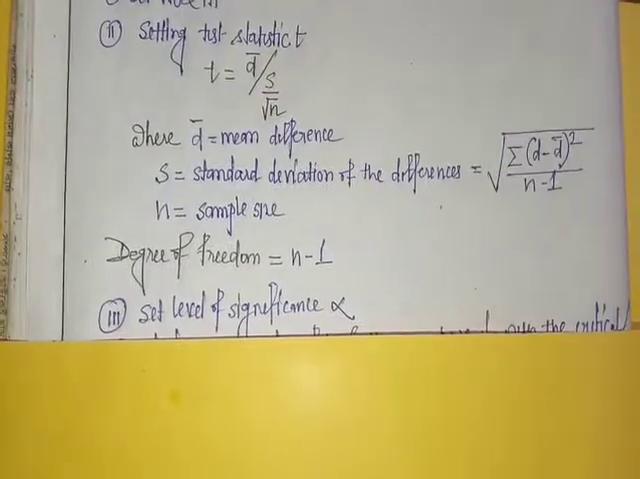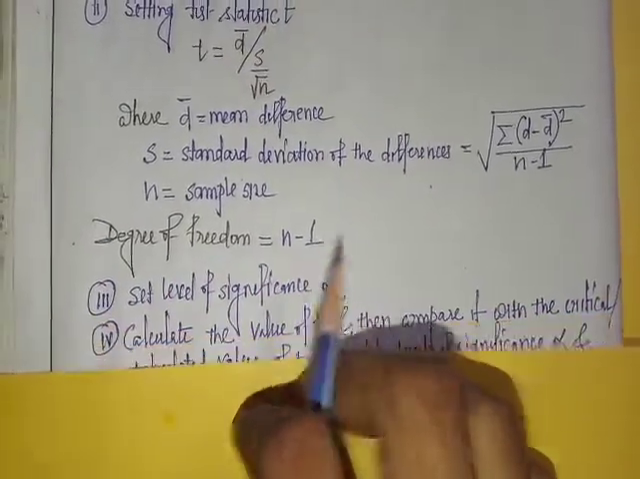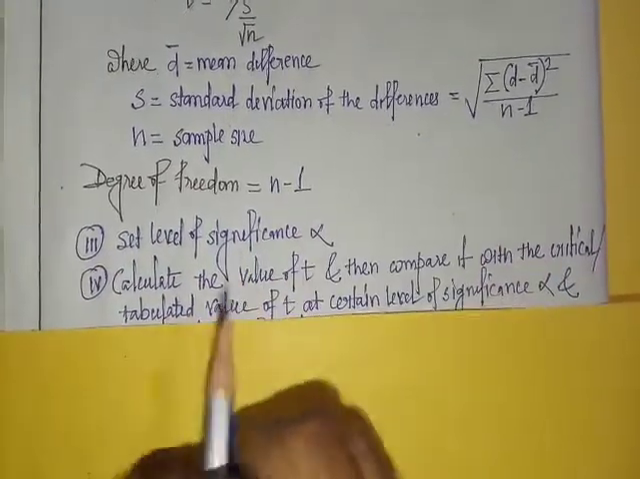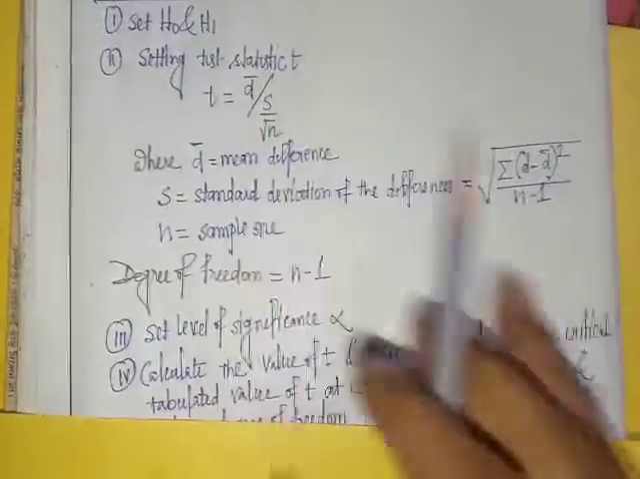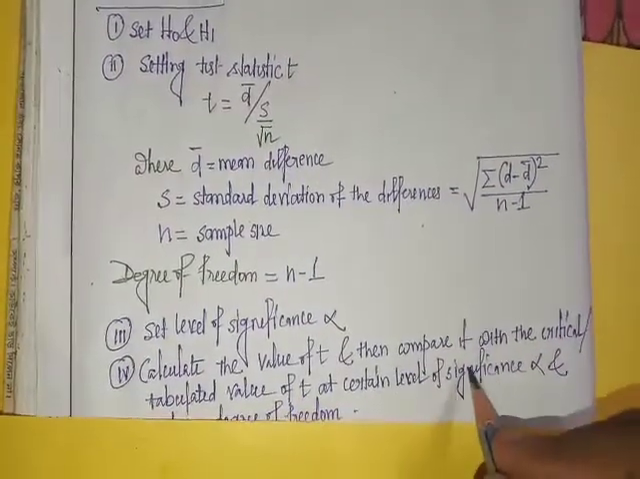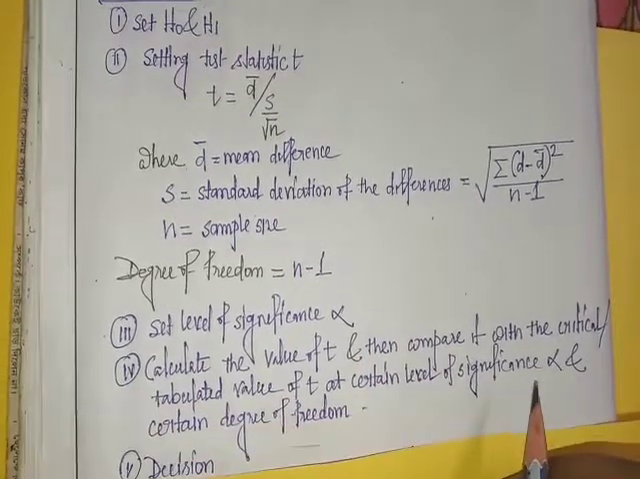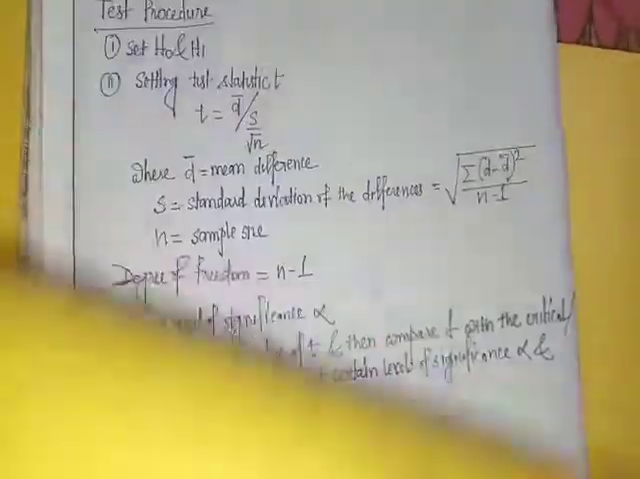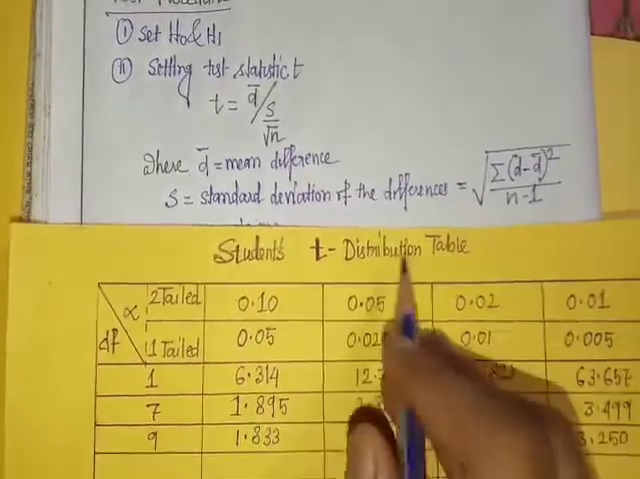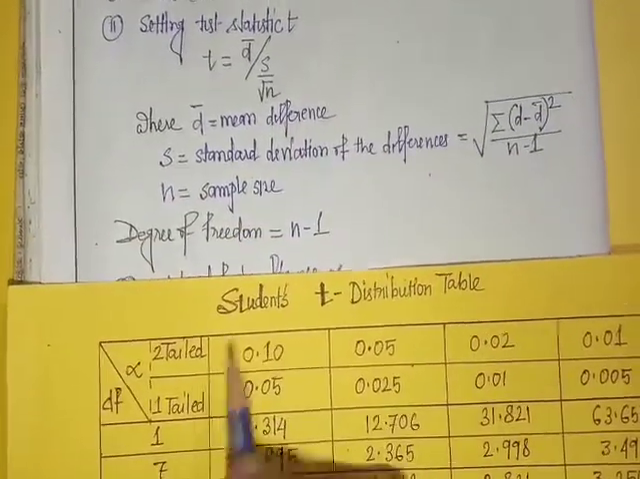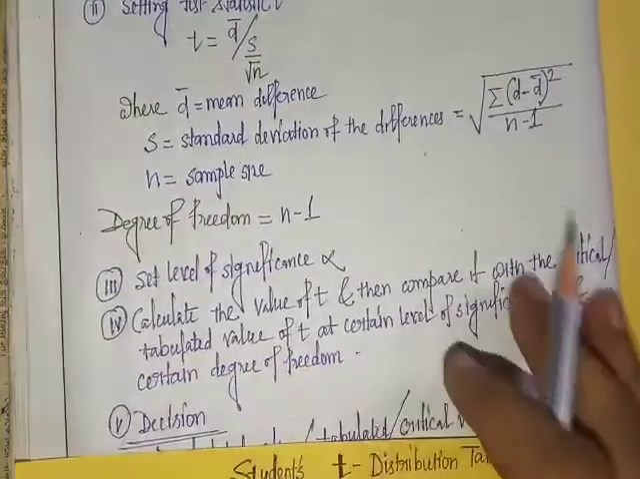Next step, set the level of significance alpha. Fourth step, calculate the value of t. Then compare it with the critical or tabulated value of t at a certain level of significance alpha and certain degrees of freedom. DF means degrees of freedom.